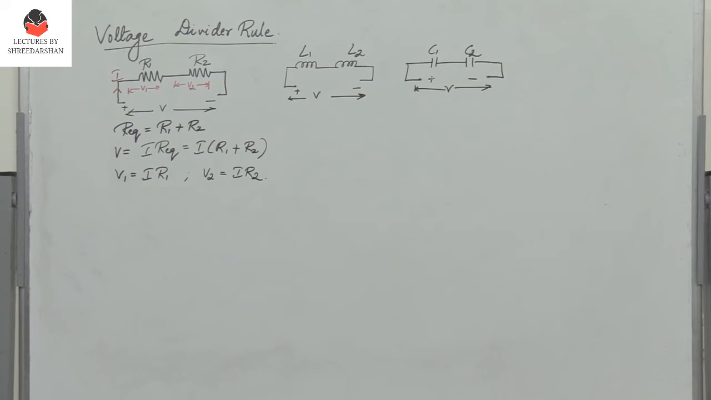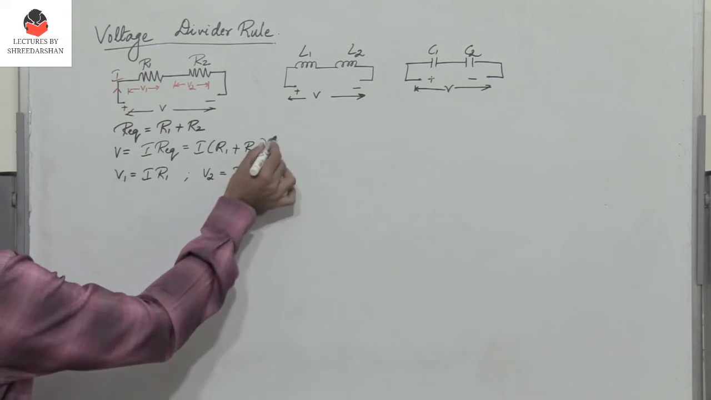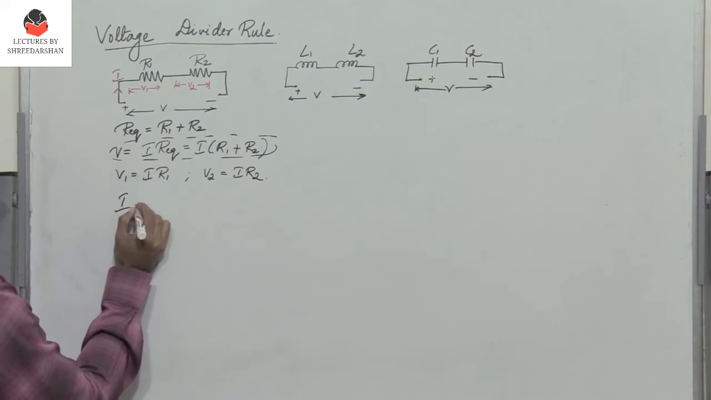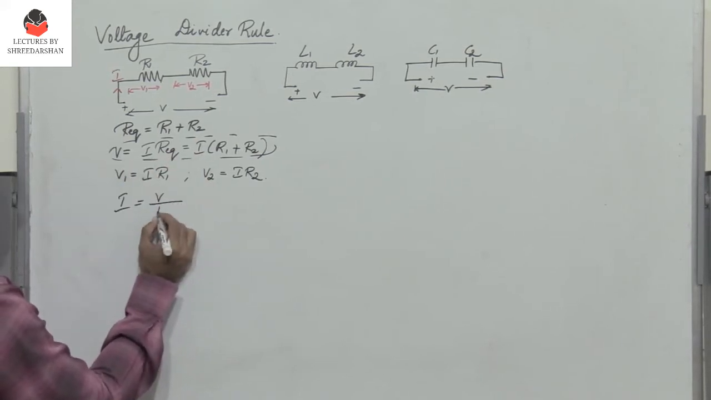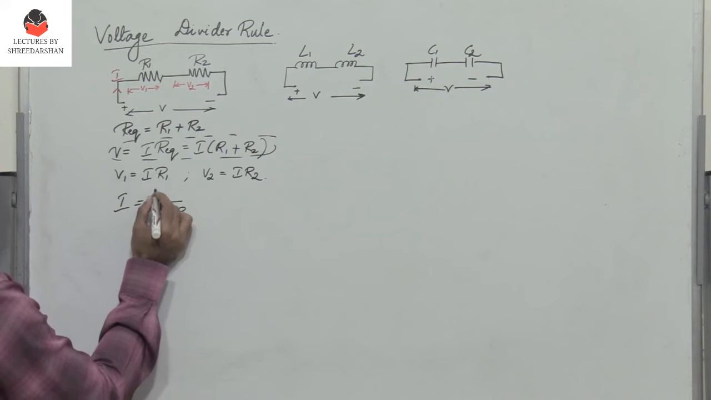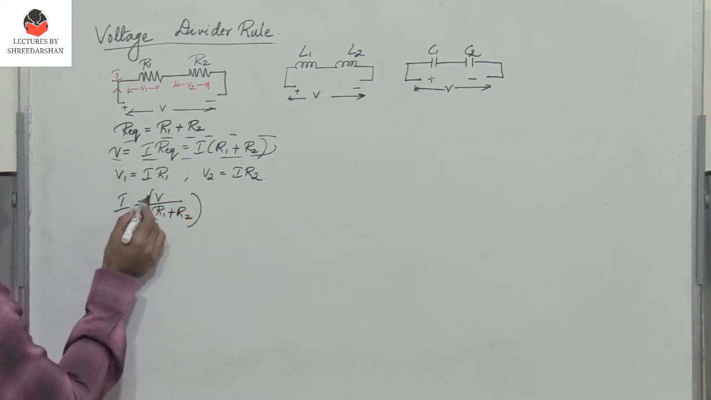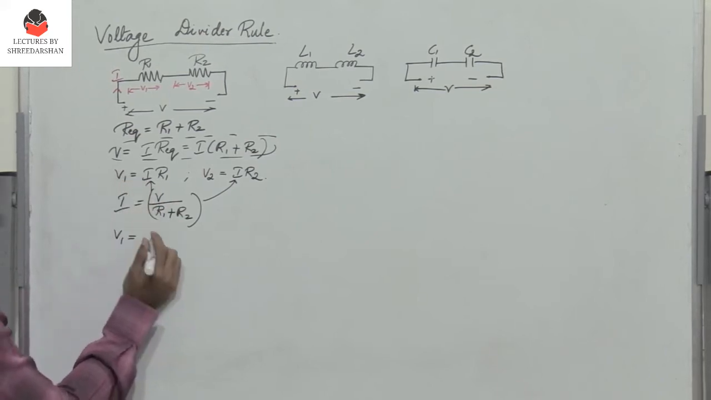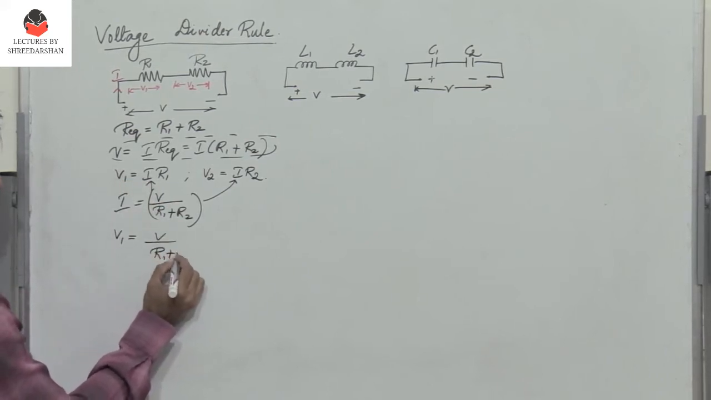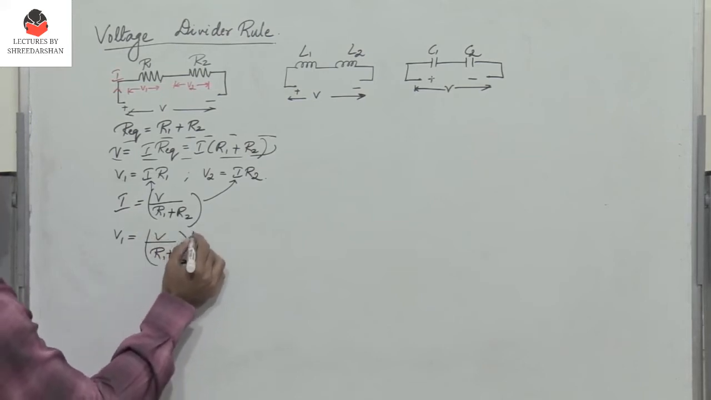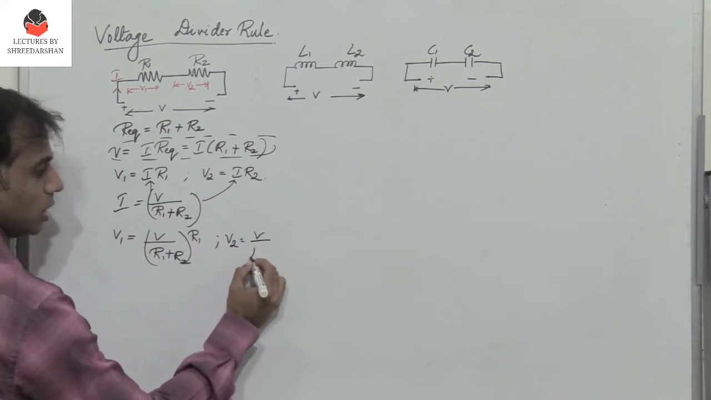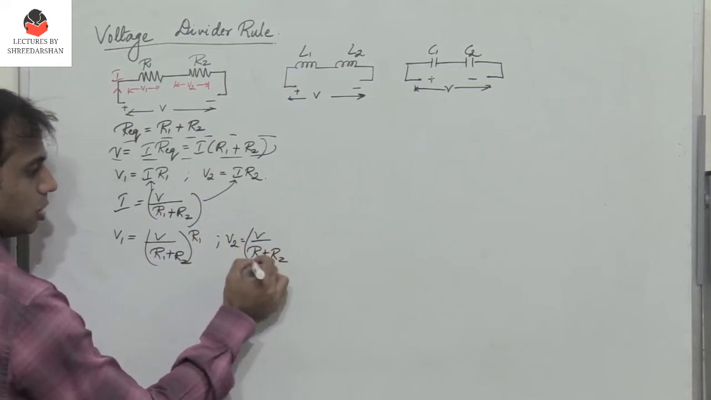Alright, so what do we need to find? I need to find V1 and V2. From this expression, I equals the total voltage V divided by R1 plus R2. Let me substitute for I in these two. V1 is I, which is V divided by (R1 plus R2), into R1. And V2 is I, which is V divided by (R1 plus R2), into R2.